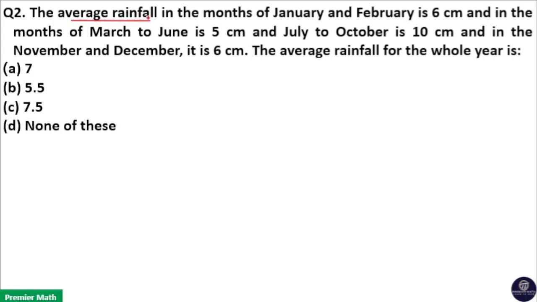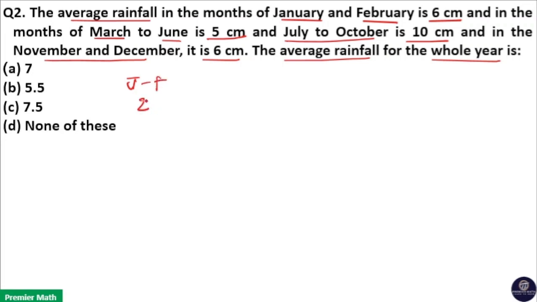The average rainfall in the months of January and February is 6 cm, and in the months of March to June is 5 cm, and July to October is 10 cm, and in November and December it is 6 cm. The average rainfall for the whole year is? Here from January to February, there are 2 months, and for January it is 6 cm and February it's 6 cm. So 2 into 6, 12 cm is from January to February.